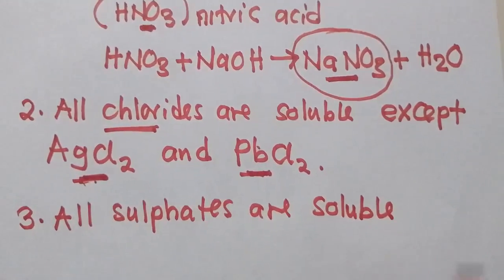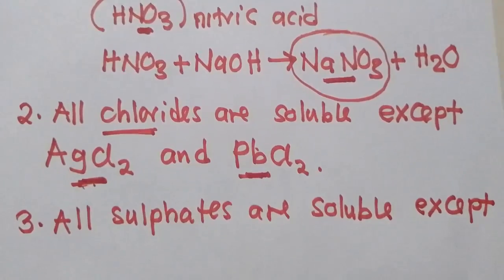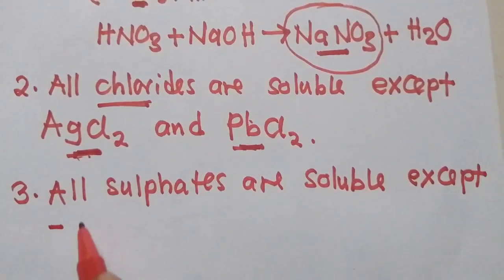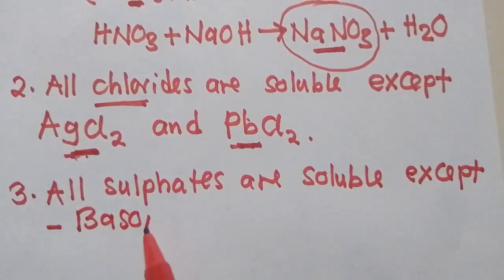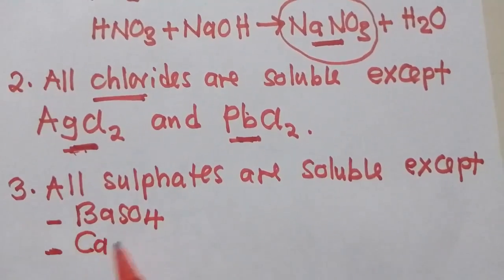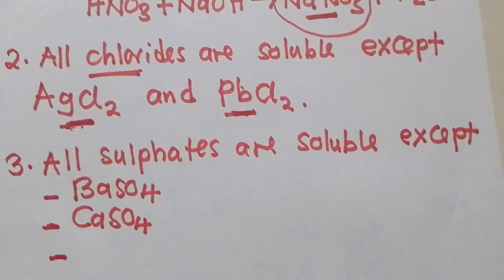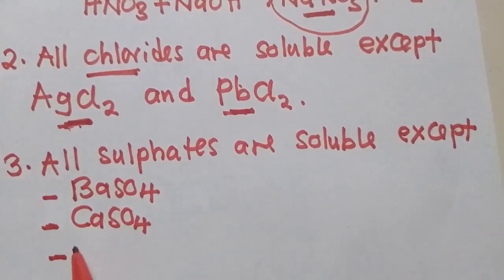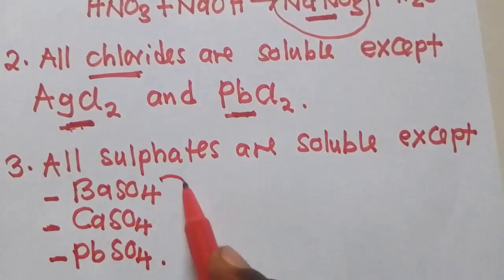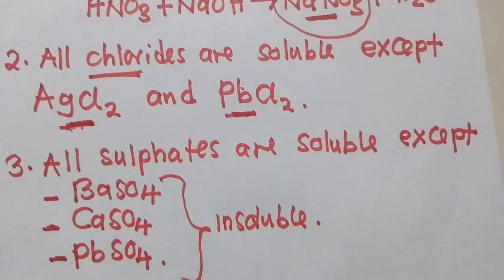So I'm going to use a term here which will help you understand this. All sulfates are soluble except what? I'm going to use this word: except. We've got three of them, where you've got barium sulfate, this one. Secondly, we've got calcium sulfate. We've got another one here which is called lead sulfate. So these are three ones, meaning only these three are insoluble under sulfates.